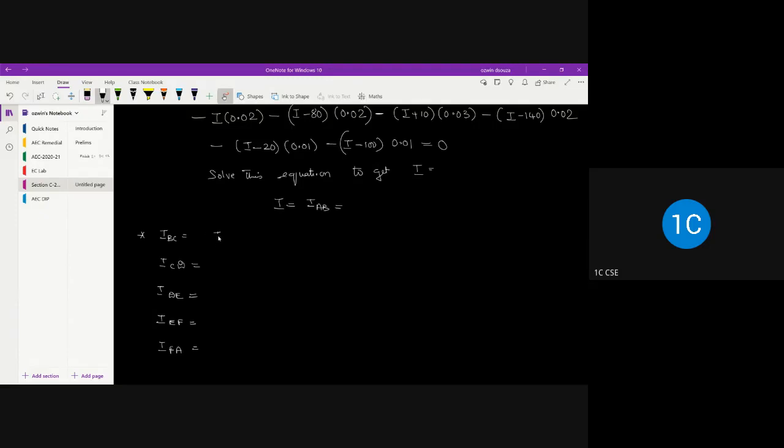This is probably I minus 80. Yeah, then I plus 10. I minus 140. You have given me the current, so I can write it down. I minus 20, and this is I minus 100.